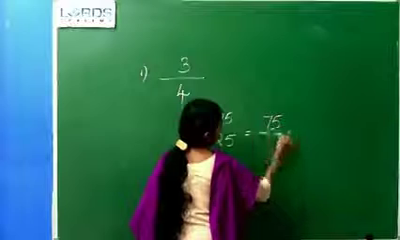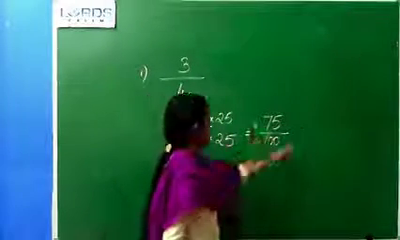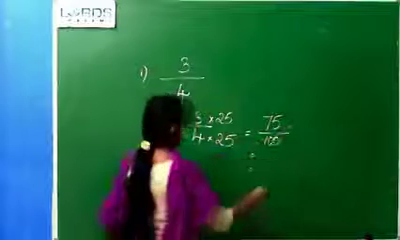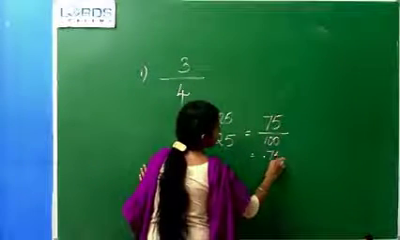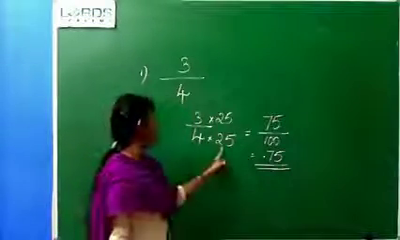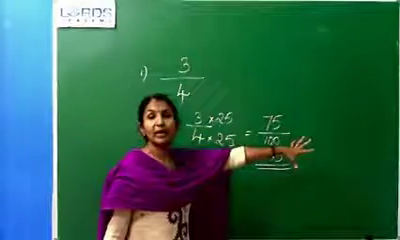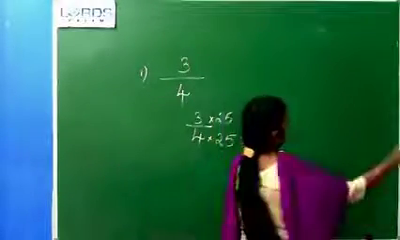75 by 100. Now, we know how to convert this. The answer is 0.75. Suppose we don't know how we got this 25. Everyone may not be knowing, right? So, we can go to the working column and just check.